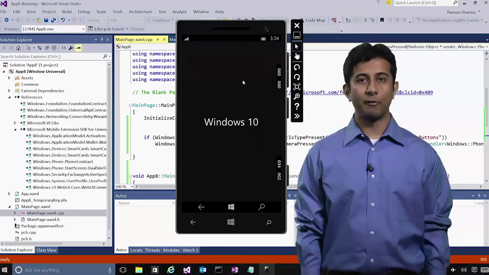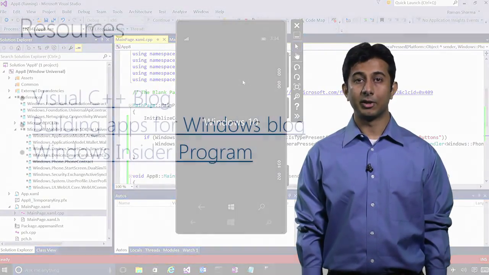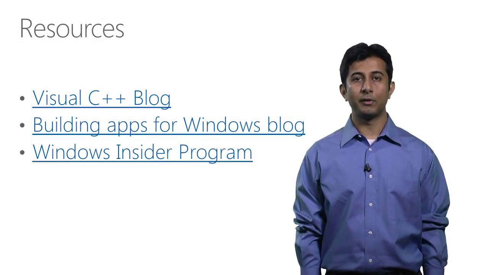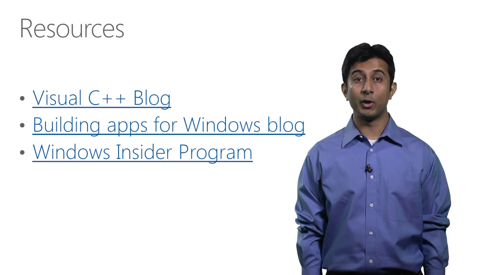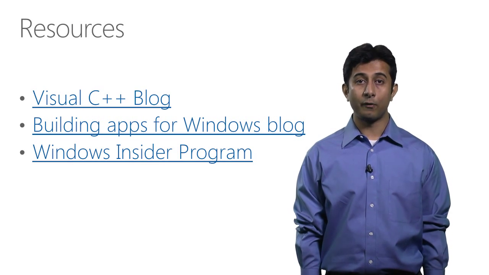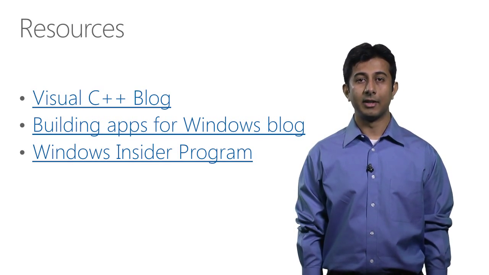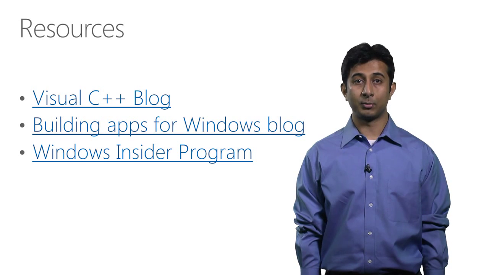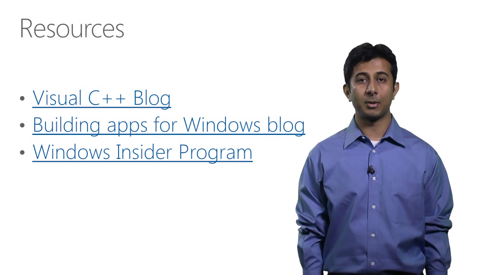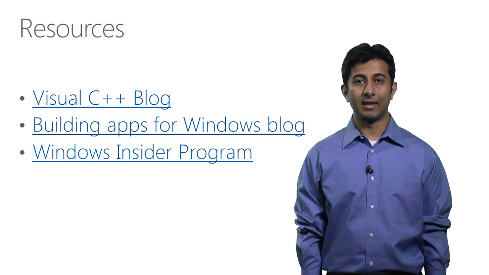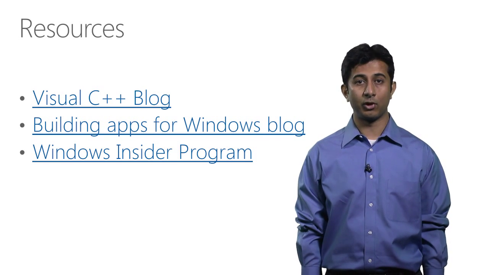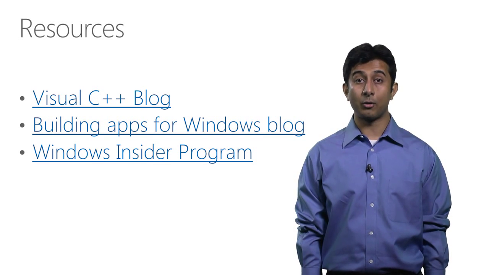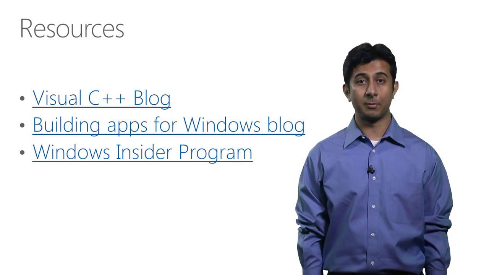So that was a really quick overview of the new features. There is much more to the story, and here are some useful resources if you want to learn more about Windows 10 developer experience or Visual C++ in general. There is the Visual C++ blog, where we blog about all the work that C++ team does. Building Apps for Windows blog is where you'll find useful information about Windows developer experience. And the last one is the link to the Windows Insider program, through which you can find out how to get quick access to early builds of both Windows 10 and the associated developer tools.